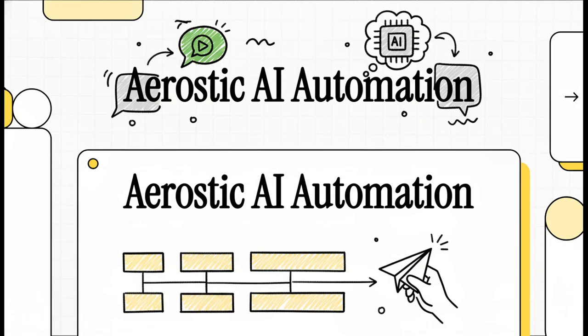All right, today we're jumping right into Aerostic, an AI platform that's all about automating how your business uses WhatsApp. We're going to pull back the curtain and see exactly how this thing works, from building your very own AI assistant all the way to looking at the real numbers from a campaign.